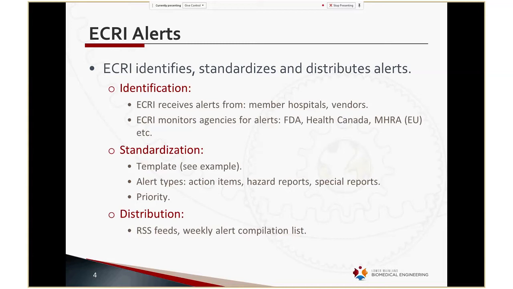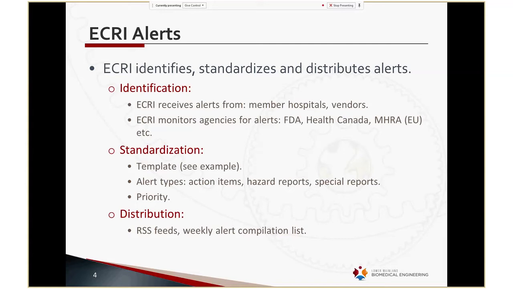What ECRI will do is review that alert and then follow up with the vendor or the manufacturer and say, hey, we saw this, can you provide us more background? That's how ECRI finds out about the vast majority of alerts. In addition to that, they also monitor various regulatory agencies: the FDA, Health Canada, and MHRA, which is the European regulatory authority. They're also actively looking for new alerts that have been distributed by various organizations.